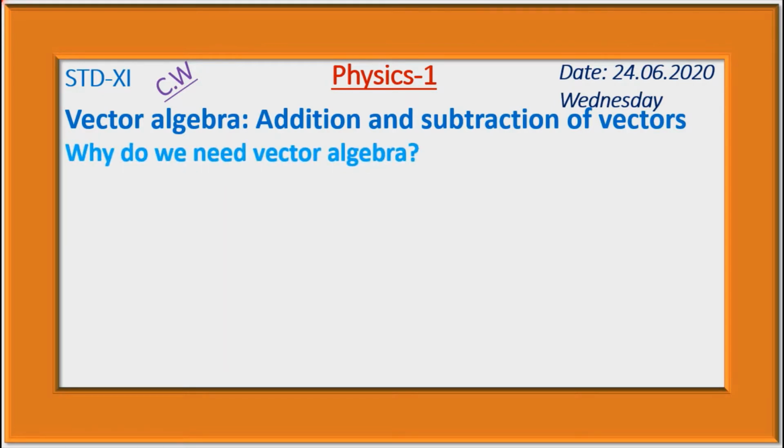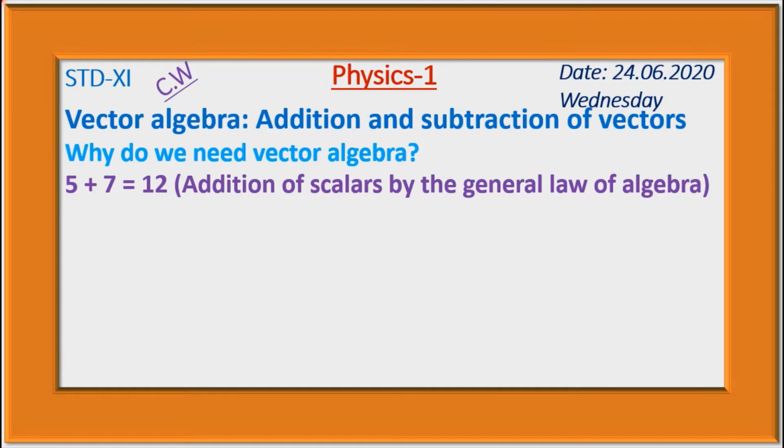At first we have to know why we need vector algebra. We can add two scalar quantities with the help of the general law of algebra, but we cannot add two vector quantities with the general law of algebra. We need vector algebra. But why do we need vector algebra?